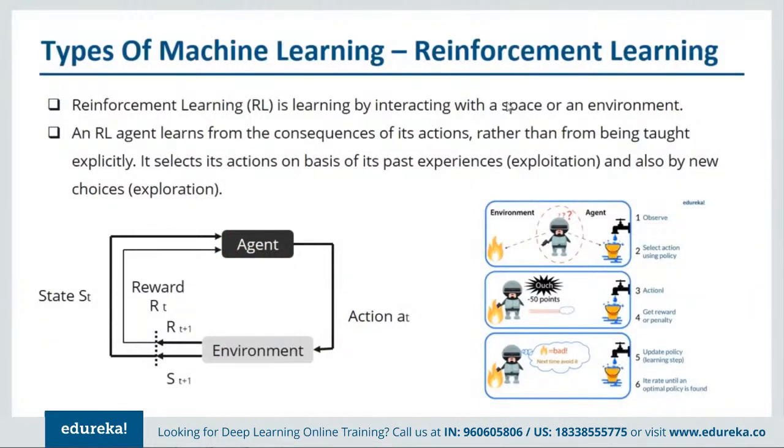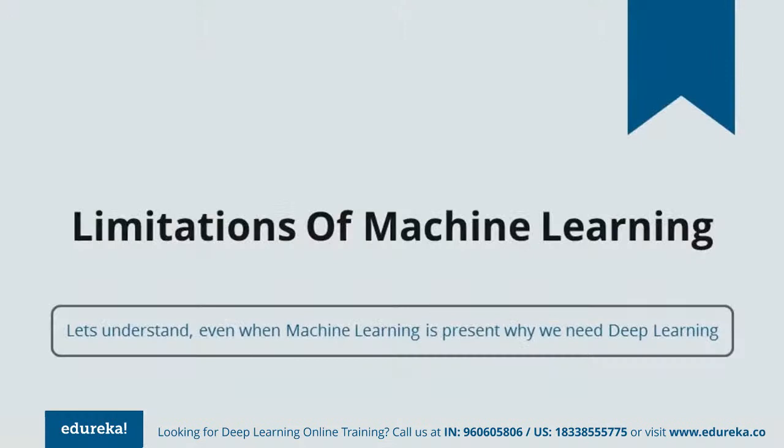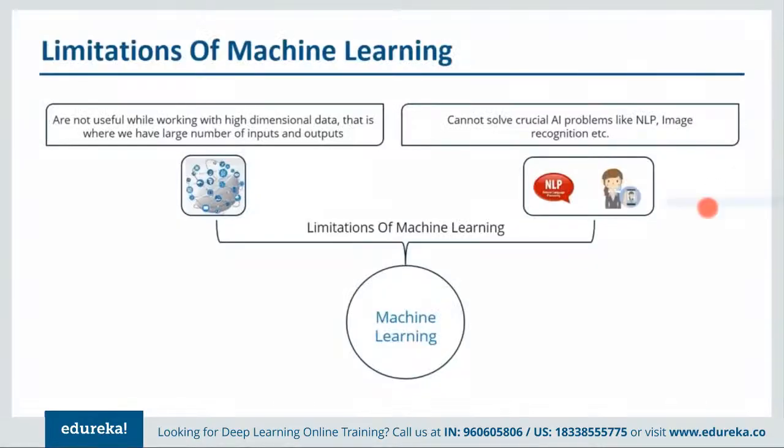So let us move forward and understand, when we have machine learning, why do we need deep learning? That is, we'll look at various limitations of machine learning. Now the first limitation is high dimensionality of the data. The data that is now generated is huge in size. So we have a very large number of inputs and outputs. Due to that, machine learning algorithms fail. They cannot deal with high dimensionality of data, or you can say data with a large number of inputs and outputs. There's another problem as well in which it is unable to solve crucial AI problems, which can be natural language processing, image recognition, and things like that.